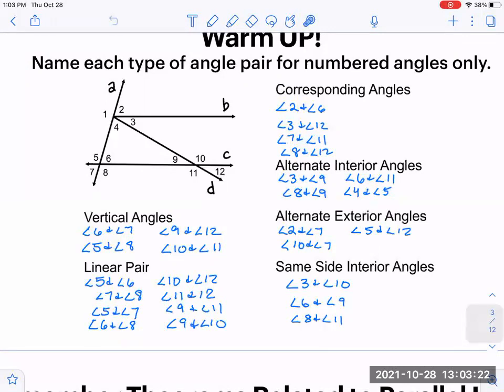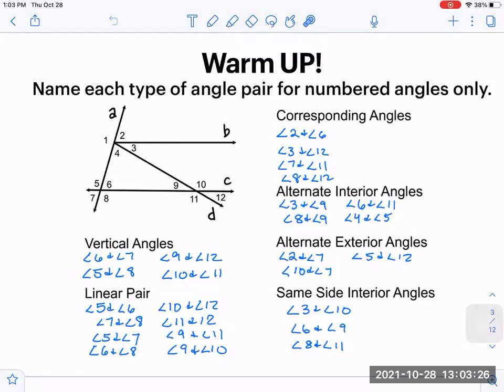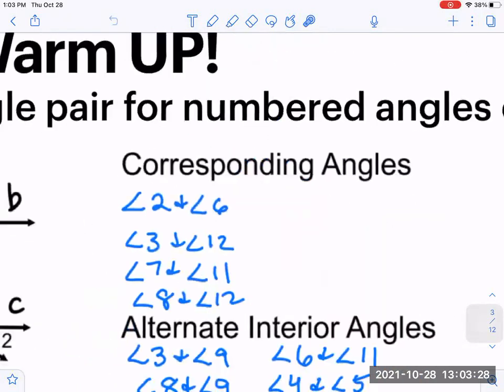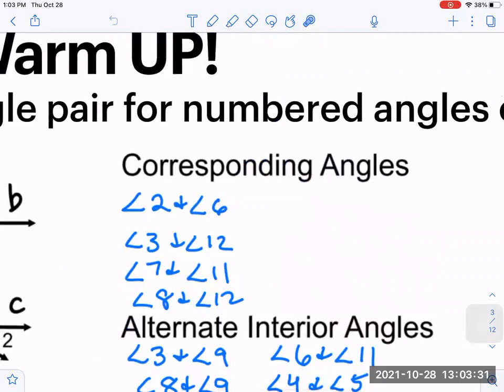So these are the pairs that I found. Why don't we go kind of slowly through this and look at the sets of corresponding angles that I found. Did anyone not have something that I had, or have something extra?